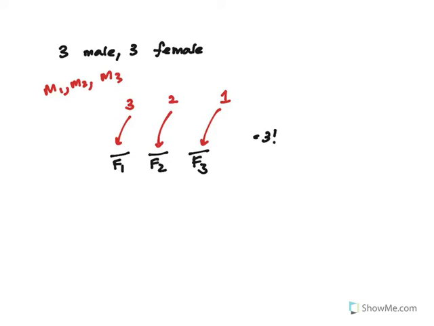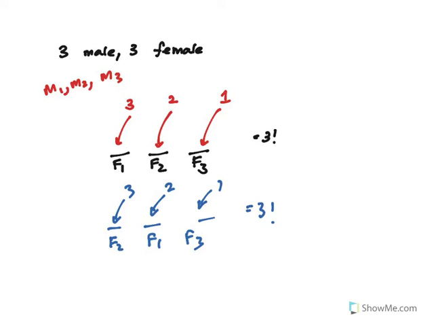Some people have the misconception that, what if it's F2, F1, F3? It's the same, right? Eventually this one also has 3 choices, this one will have 2, and this one will have 1. So the answer is still 3 factorial, and both are giving you the same scenario, right?